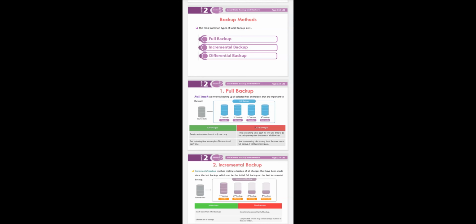Okay, guys. Now we have backup methods. There are three backup methods here. How to backup? Full backup, incremental backup, differential backup. Three types. The first one, let's discuss the full backup. Full backup means backing up all selected files and folders that are important to the user.